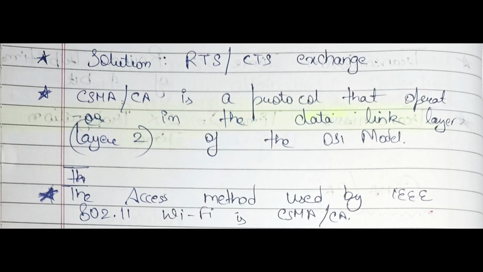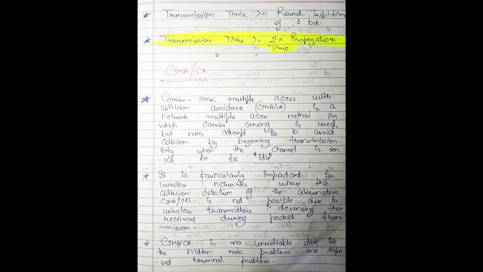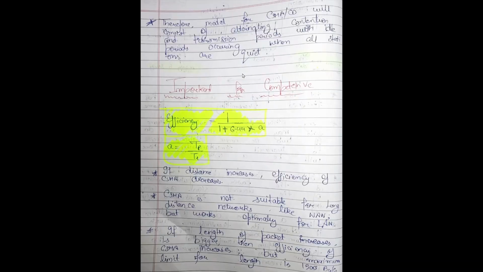CSMA CA is a protocol that operates in the data link layer, layer 2 of the OSI model. The access method used by IEEE 802.11 Wi-Fi is CSMA CA. So this was all about CSMA CA. As I told you, the points on why it is unreliable we are going to talk about later. Otherwise, this was all about CSMA CA and CSMA CD.